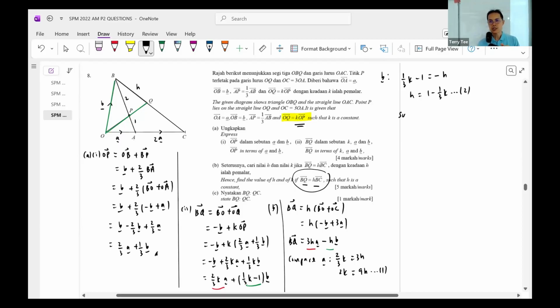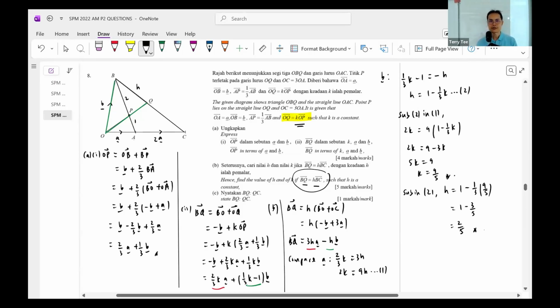So we're going to sub equation 2 inside equation 1. Your H is 1 minus 1 over 3K. Our goal is to solve for K. So you multiply inside: 2K is 9 minus 3K. Bring over, 5K is 9. K is 9 over 5. Then you sub inside equation number 2. Your H is 1 minus 1 over 3 times 9 over 5. 1 minus 3 over 5. 9 and 3 cancel, that will be 3 over 5. H is 2/5.